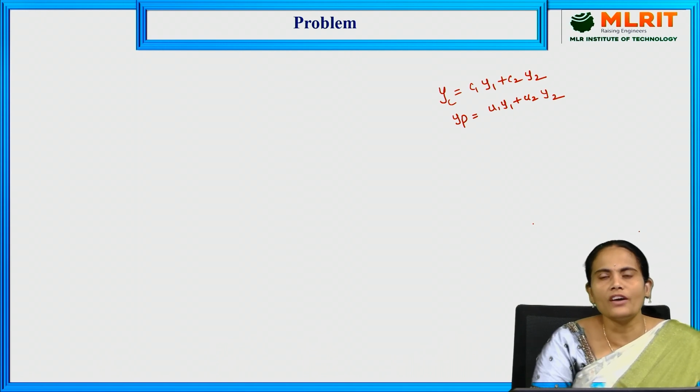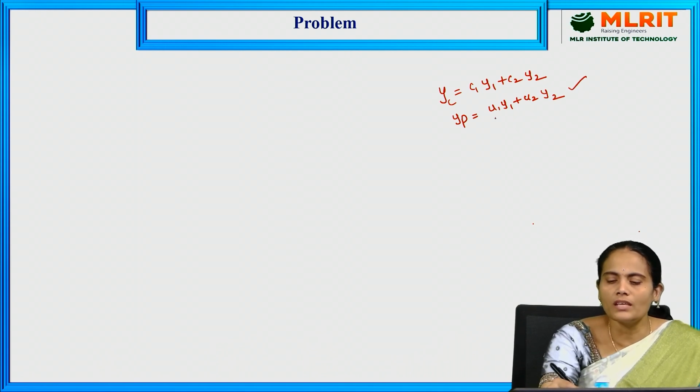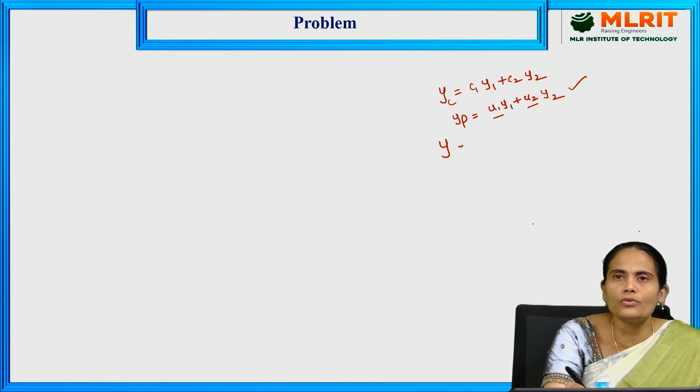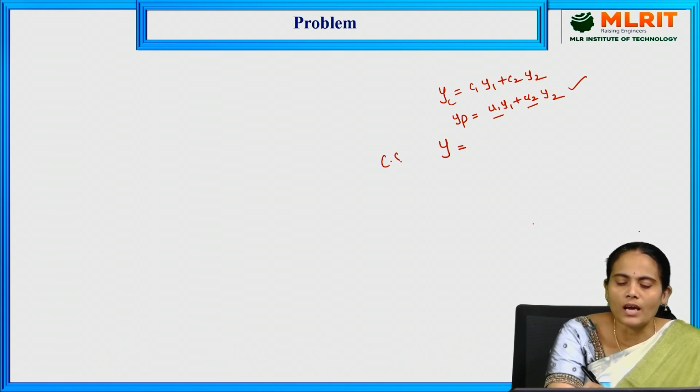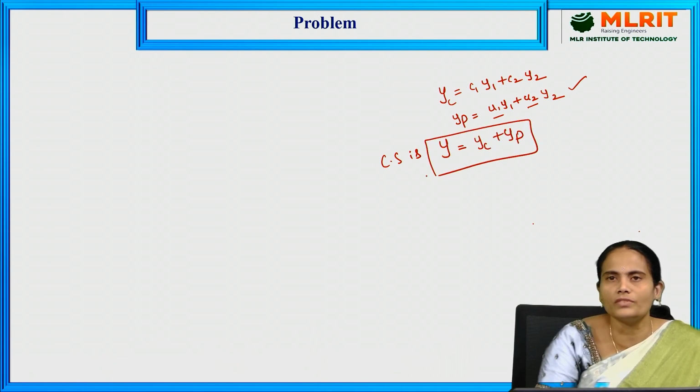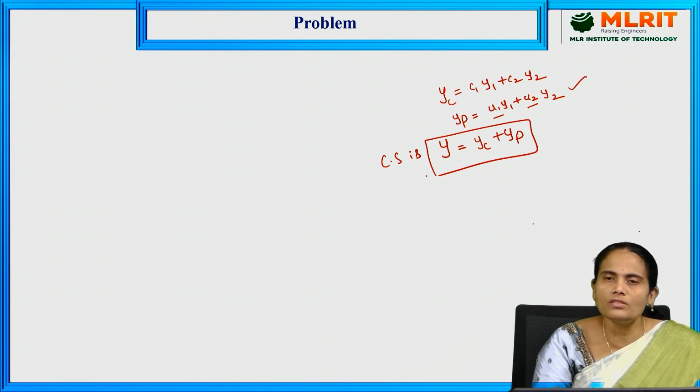Now you have to find this yp by taking the formulas of u1 and u2, and we have to find the Wronskian value. After finding all those values, you substitute in the yp, and finally we write the complete solution, which is y is equal to yc plus yp. This is the complete solution of the given differential equations, of the type second order differential equations with constant coefficients, by using the method of variation of parameters.